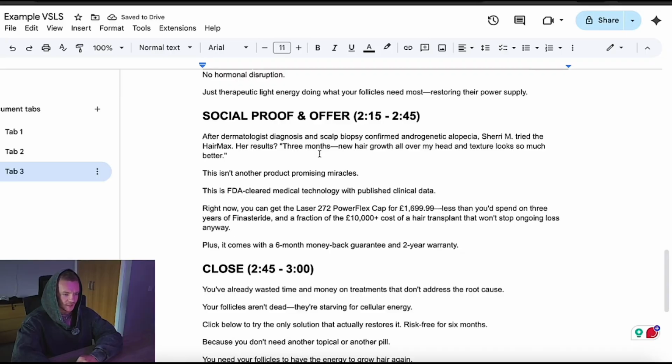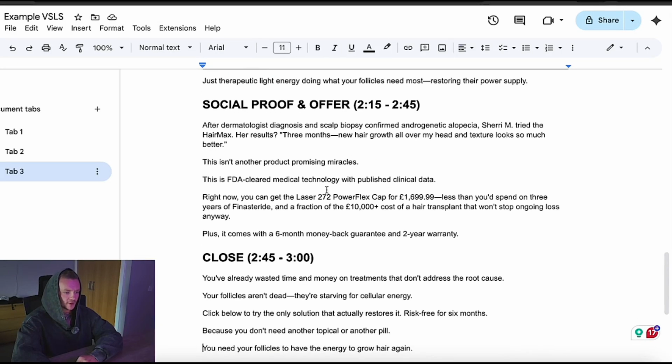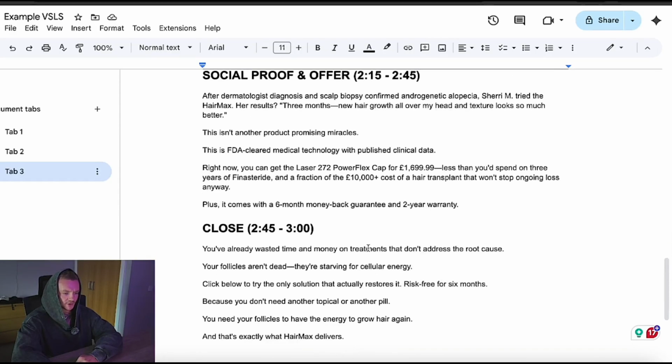We come into the social proof. Again, like I said, I would just add in real social proof in here. And there we go. Plus it comes with a 6-month money-back guarantee and a 2-year warranty.